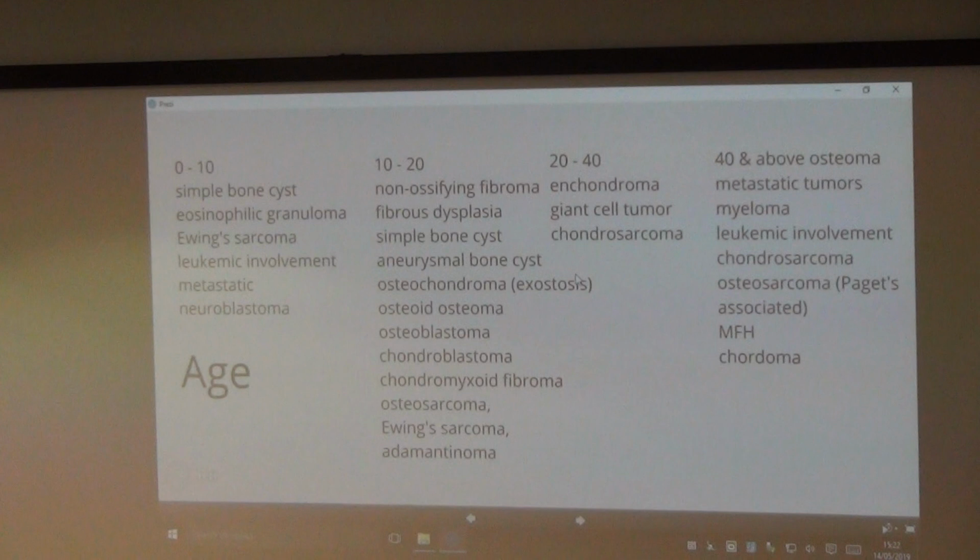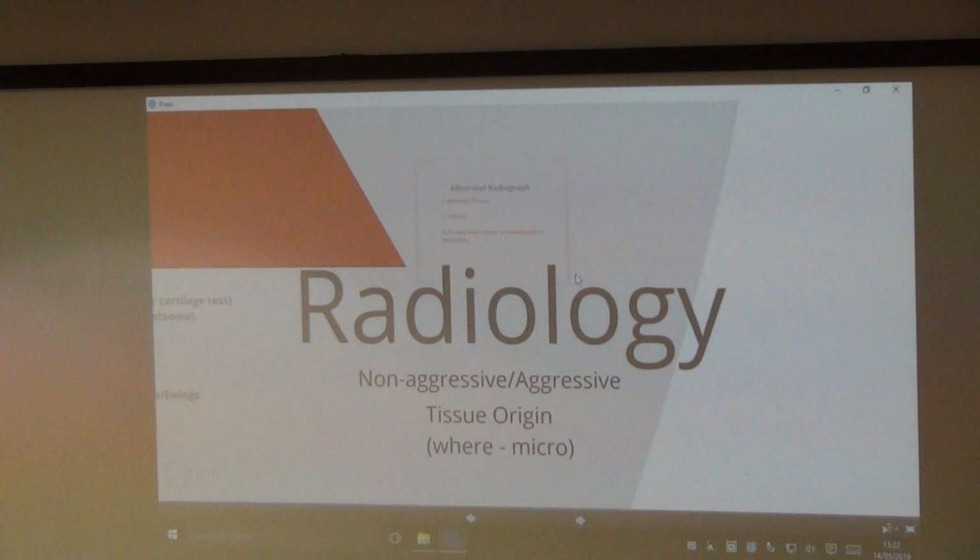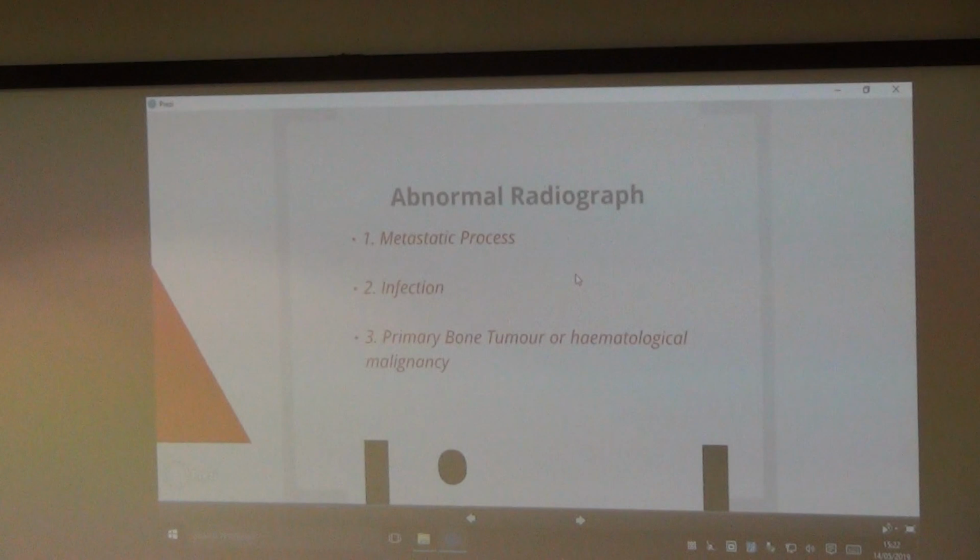Primary bone tumours have particular radiological characteristics, and I guess the aim of the next part of this is to discuss what those characteristics are that delineate it into either an aggressive or non-aggressive lesion, and also then the tissue of origin. And you can say some intelligent things about what you think is making that matrix or making that tumour, and that will give you an indication about potentially what it could be.